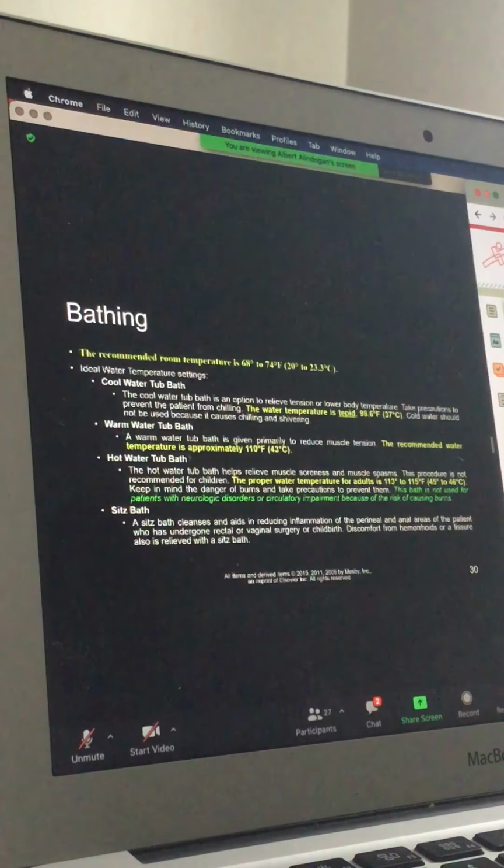For a warm water tub bath, the recommended water temperature is approximately 110 degrees Fahrenheit. And now we go to the hot water tub bath. Make sure you don't get confused again. I'm trying to make your life a little bit easy. The proper temperature for a hot water tub bath is 113 to 115 degrees Fahrenheit.